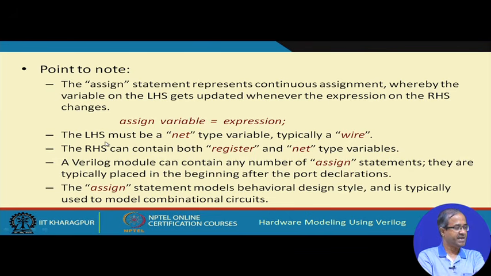So, some constraints are there. Of course, net and register type variables we shall be studying later. So, just assume for the time being that there are two kinds of variables, net and register, and wire, which you have used, is an example of a net type variable. This constraint says that the left hand side variable must always be a net type variable, but the right hand side can be either a register type or a net type. Left hand side cannot be register. Okay? This is the constraint.